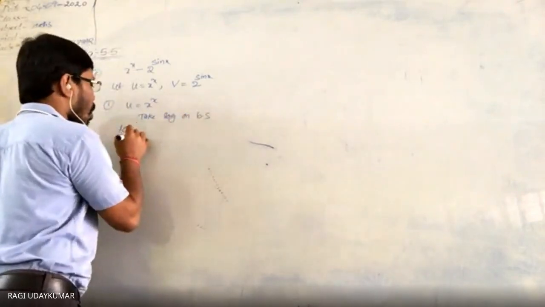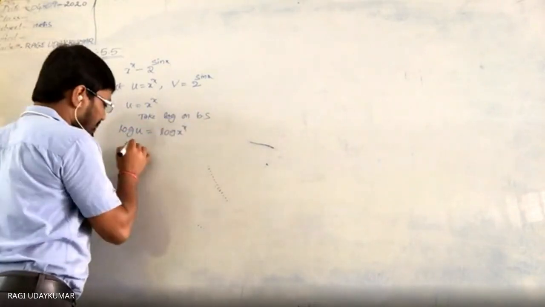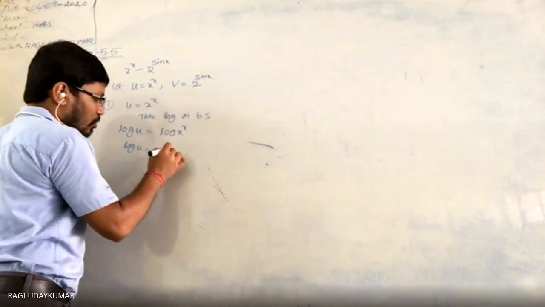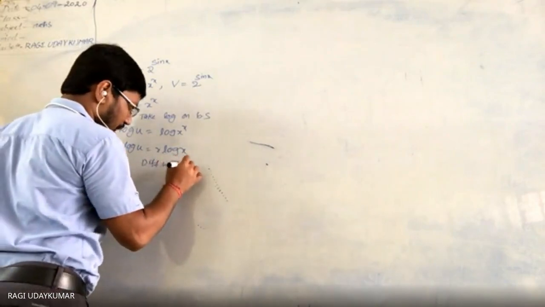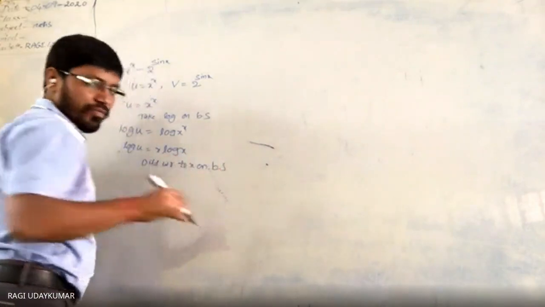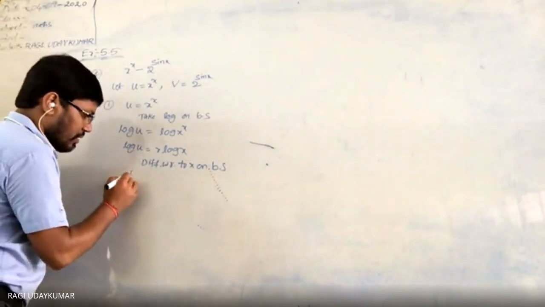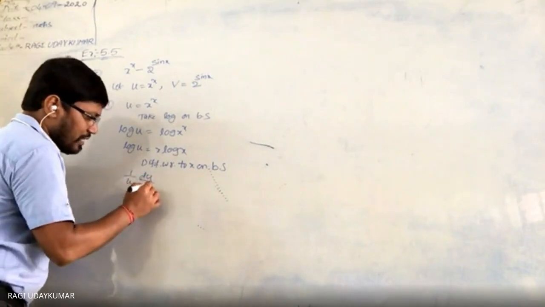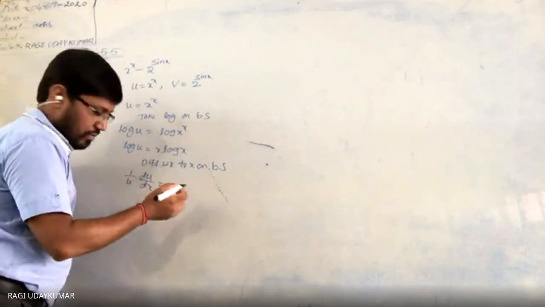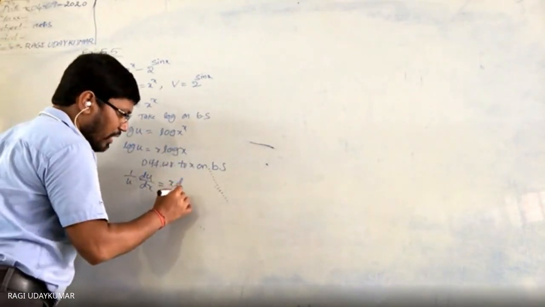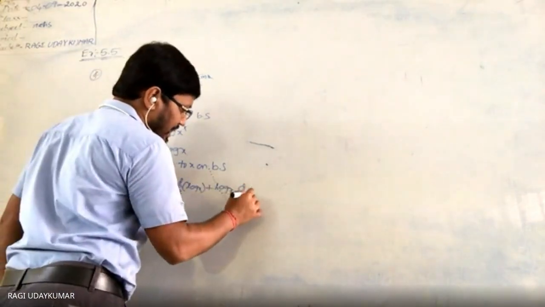So what do you get here? Log u is equal to log x power x. This can be written as log u is equal to x into log x. Now you differentiate with respect to x on both sides. So now what do you get here? 1 by u du by dx is equal to, here it is in the form of u into v, so x into d by dx of log x plus log x into d by dx of x.